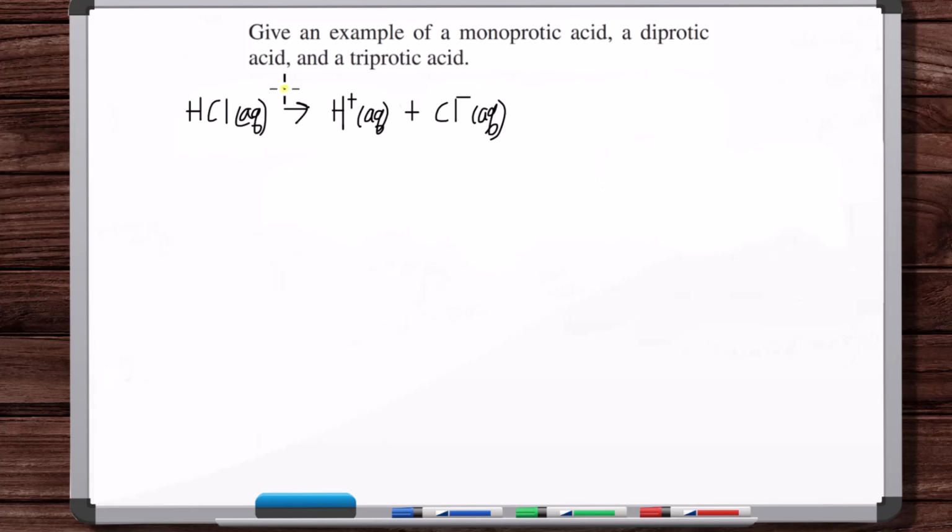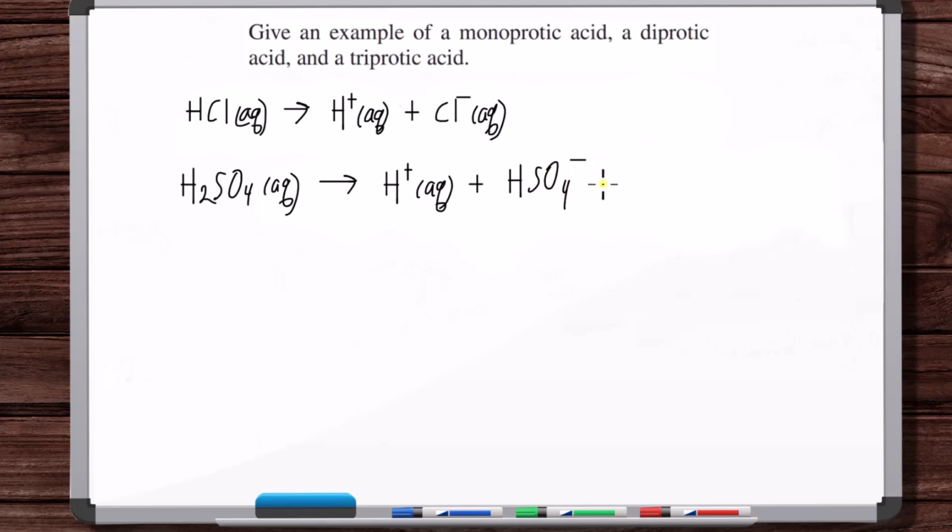A diprotic acid is going to, in the end, yield two protons into the solution. Sulfuric acid, for example: H2SO4, aqueous. This breaks up into H+ ions, and you've got HSO4- ions.